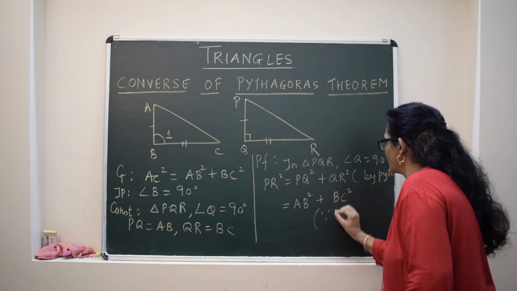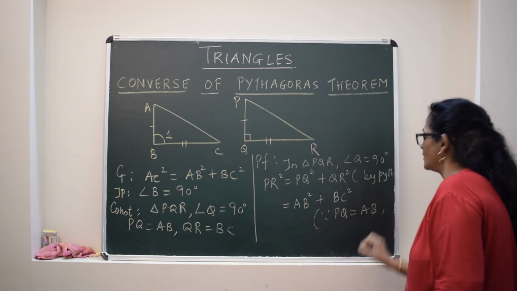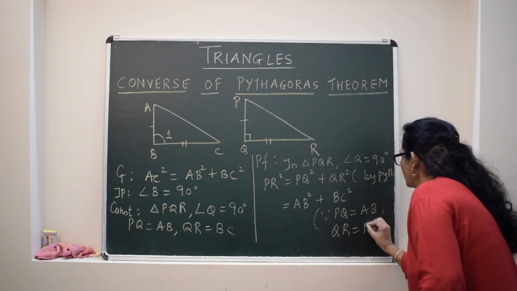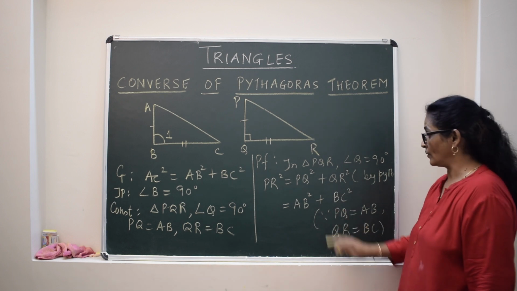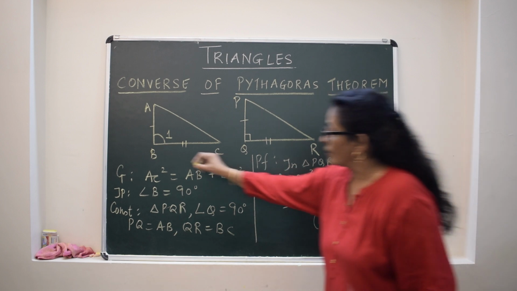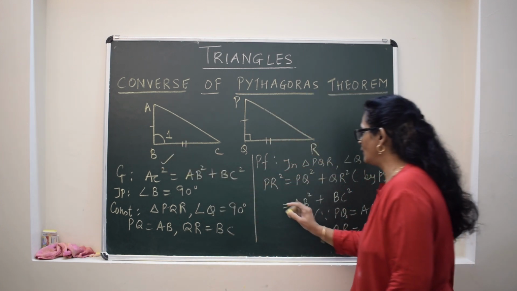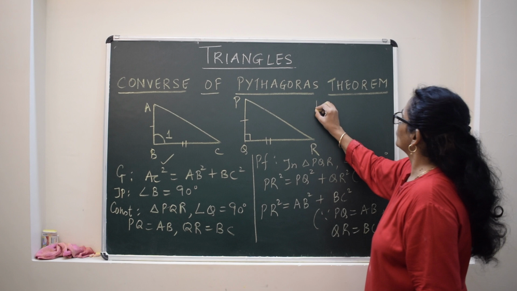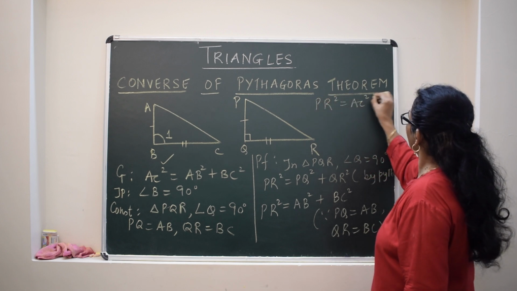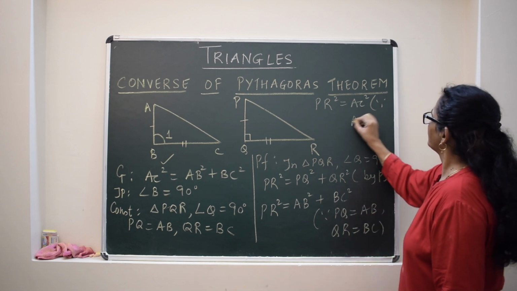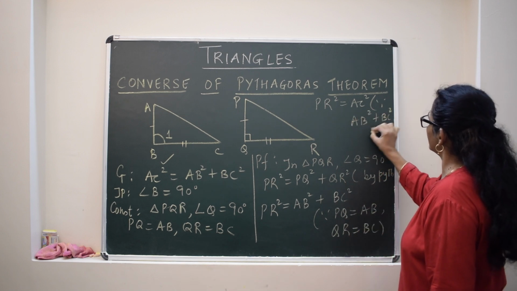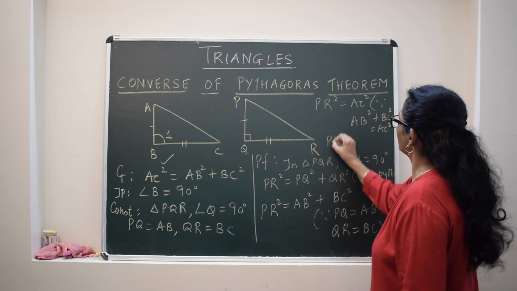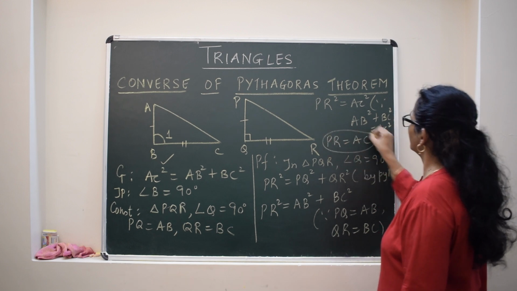We will write the reason over here. Since by construction, PQ we have taken is equal to AB, so PQ square is equal to AB square, and we have taken by construction these two sides are equal, so their squares are also equal. Now, AB square plus BC square is given equal to AC square. So what will we do? We will replace these AB square plus BC square by AC square. So what are we going to get? Here you will write the reason. Since AB square plus BC square is equal to AC square. Now if PR square is equal to AC square, it will give us PR is equal to AC.